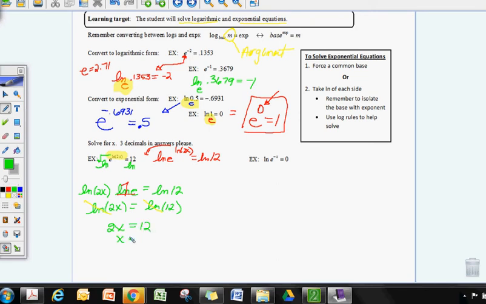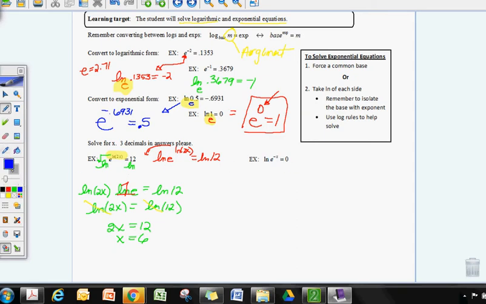X would equal 6. Now I'm going to tell you, when you start with a natural log, you must check your answer that the argument's always positive. If you start with an exponent, no need to check. So let's take a look at the next example.